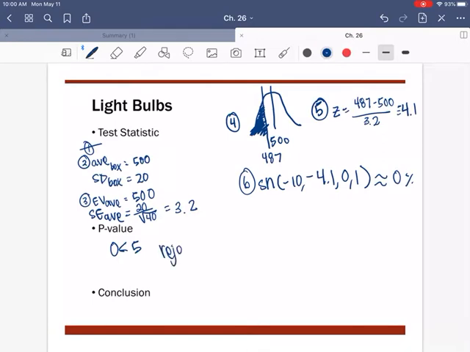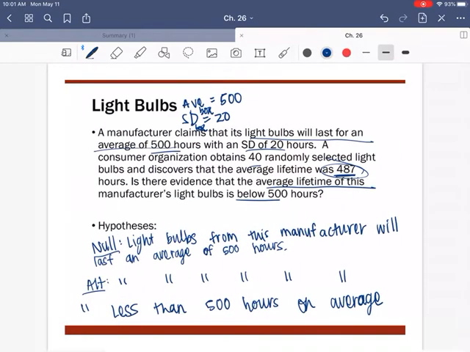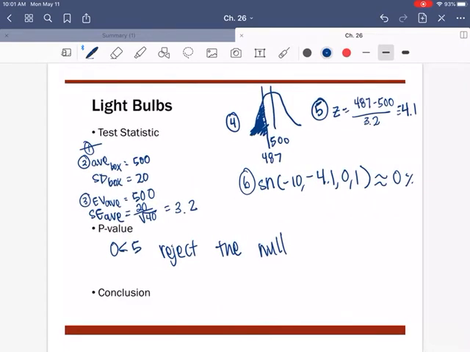And if you look way back, when you have less than 5%, that means we reject the null. So essentially you're accepting the alternative. So we can look back. Our alternative is that the light bulbs last less than 500 hours on average. So we're going to say there is evidence that the light bulbs last less than 500 hours on average.